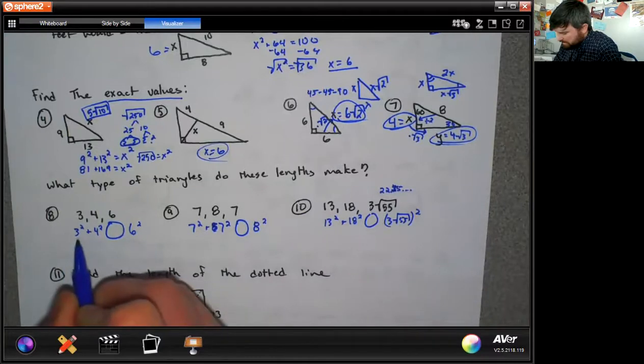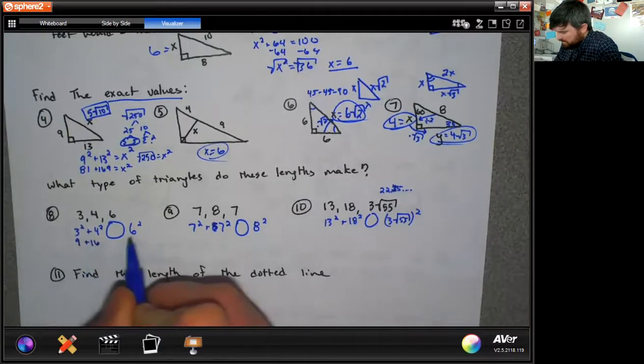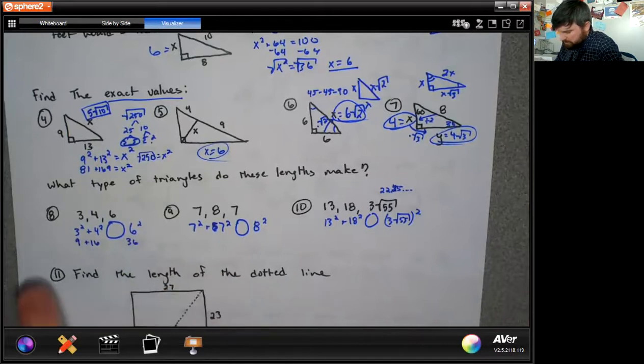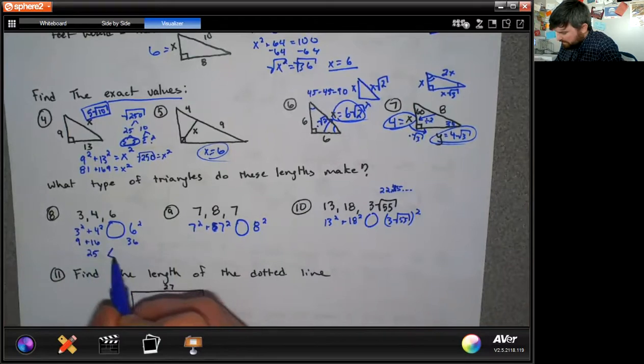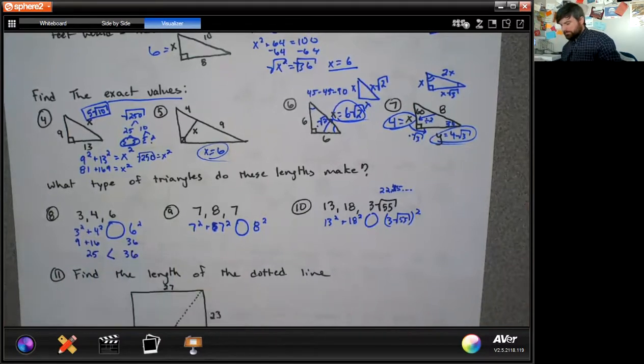Okay, so 3 squared is 9, 4 squared is 16, 6 squared is 36. So 9 plus 16 is 25, which is less than 36. Okay, if you remember in our notebook, I'll show you the page here. If you remember in our notebook, we wrote these down somewhere.